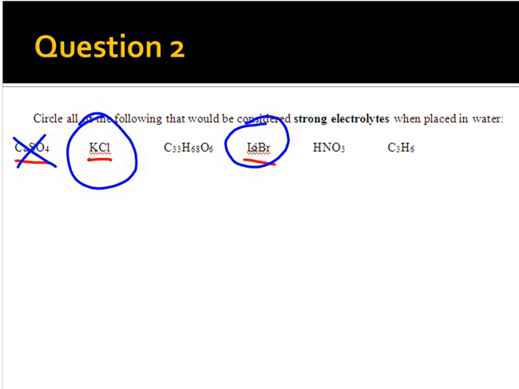And there are. It's HNO3. Is HNO3 one of the 7 strong acids? Yes, it is. And so since it is one of the 7, HNO3 is also a strong electrolyte. The other 2 that are here are actually molecular compounds, and so those actually would be non-electrolytes, so they definitely are not going to be strong.